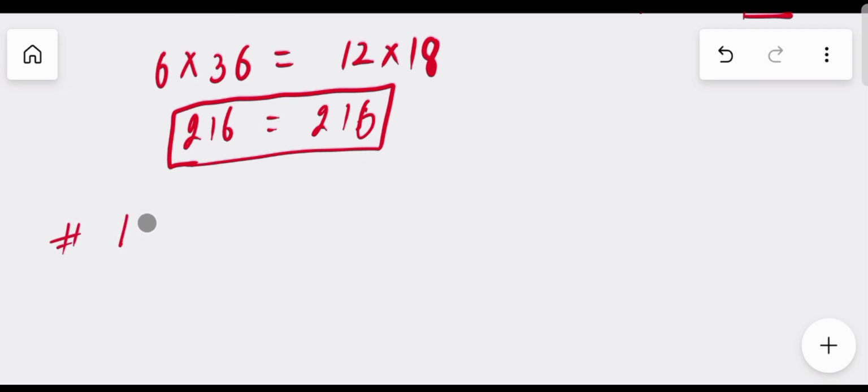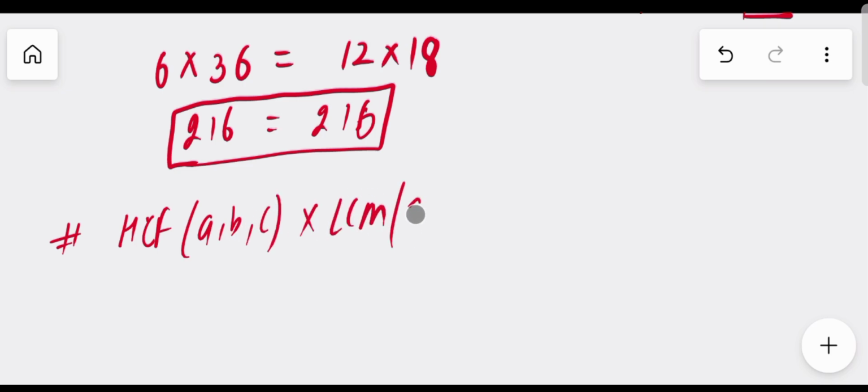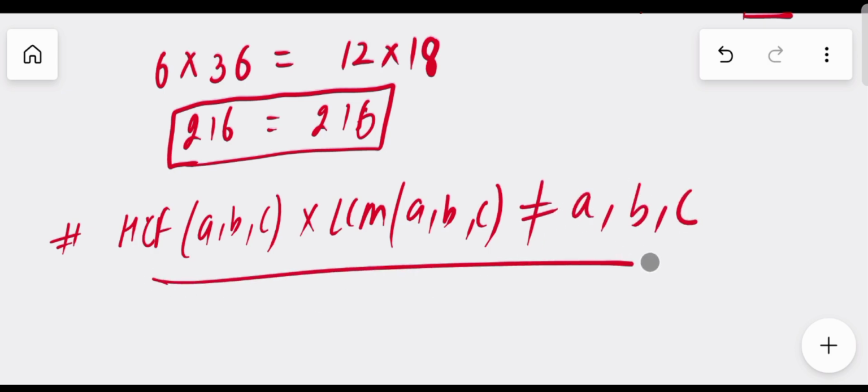Meaning the HCF of A, B and C times the LCM of A, B and C is not equal to the product of the numbers A, B and C.